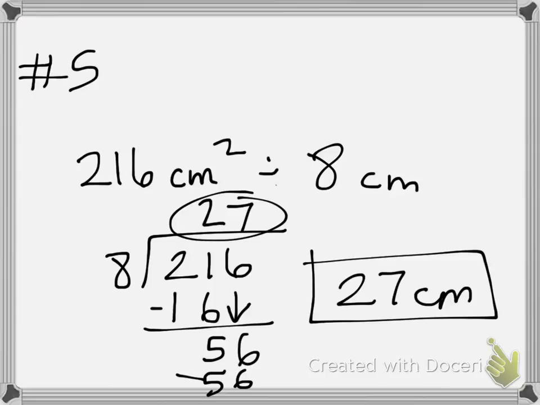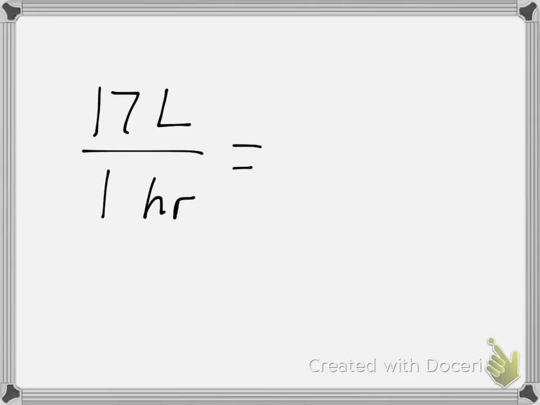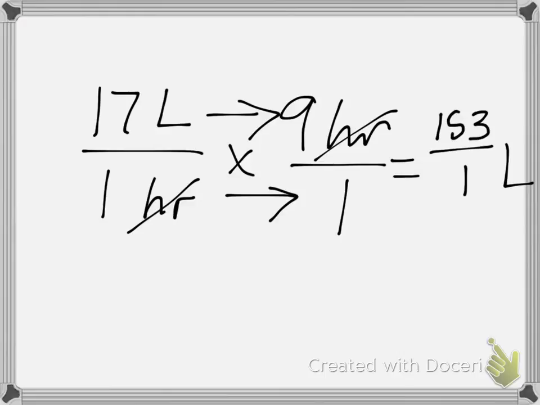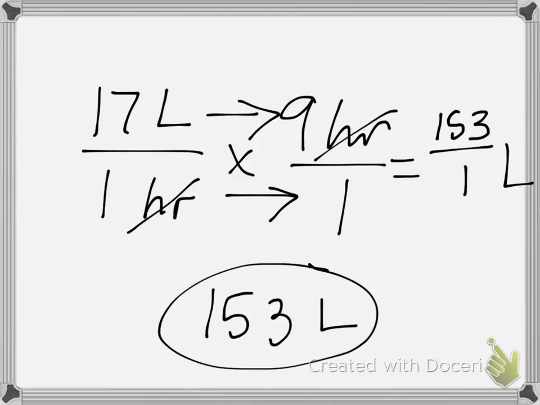Number 6, when you multiply that out, we have 17 liters per 1 hour, and they want to know, let's say this is a leak, so it's leaking at a rate of 17 liters per hour. They want to know how much you'll lose if it's been leaking for 9 hours. Remember, the labels cancel out, we're just left with liters, so our final answer is going to be in liters. Multiply goes straight across. 17 times 9 gives us 153. That's over 1, so my final answer is 153 liters, because 153 divided by 1 is 153.